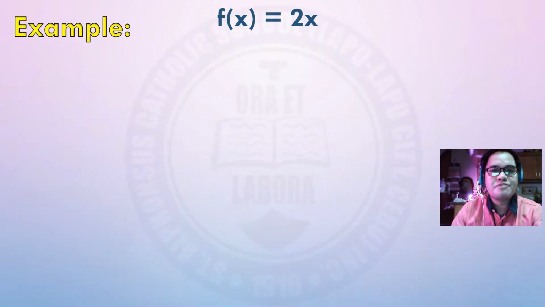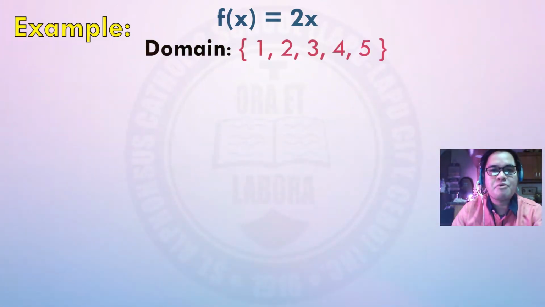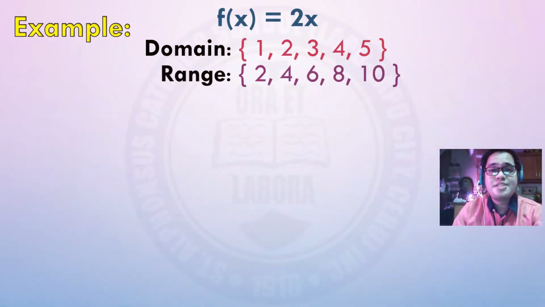If we have the function 2x, its domain is 1, 2, 3, 4, and 5, then the expected range is 2, 4, 6, 8, and 10, because when we use the values of x in a given function, this will be the result. For example, substitute the value of x, which is 1, in the function 2x, and the result is 2, which is the value of our y.